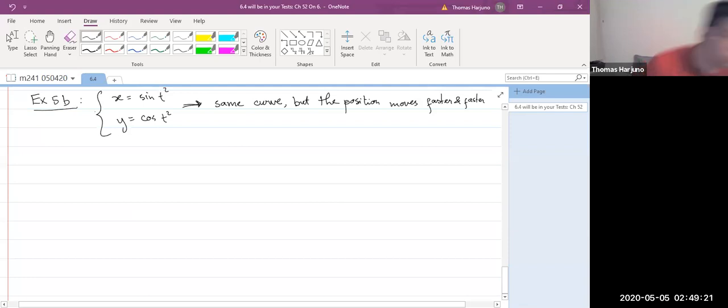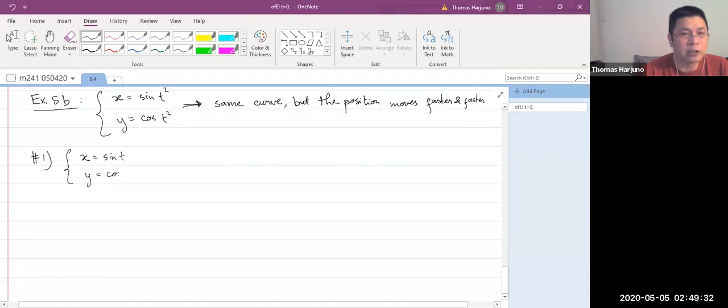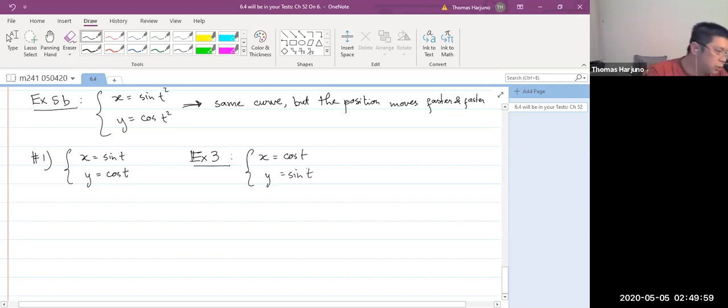Now, going back to our textbook, the question I did just now is actually question number one. Yes, question number one, the parameter is x equals sine t, y equals cosine t. That gives us the same graph too, the same graph as our example three, I think. With x equals cosine t, y equals sine t, both of them give us the unit circle.